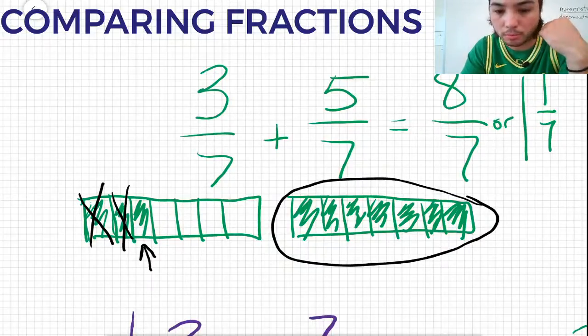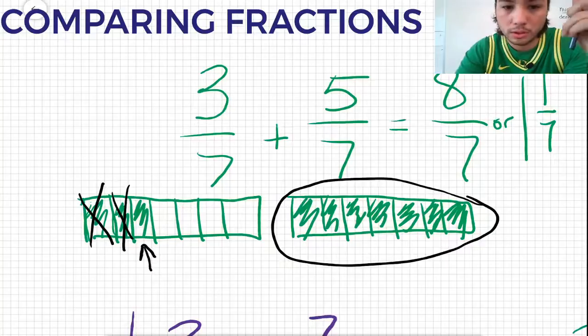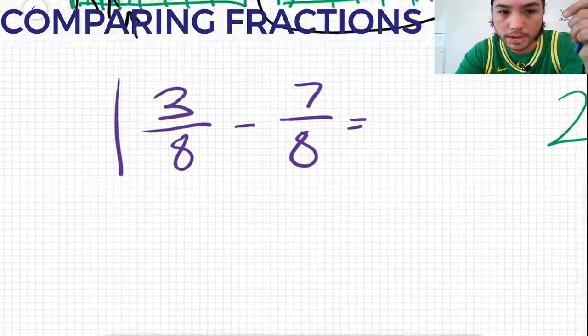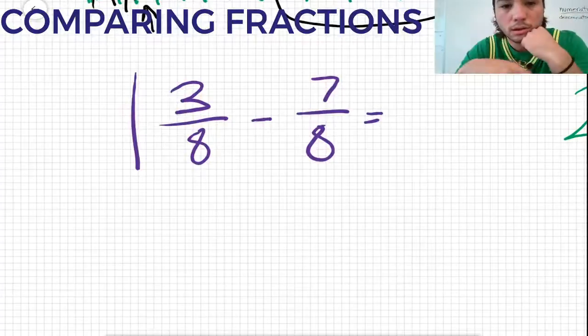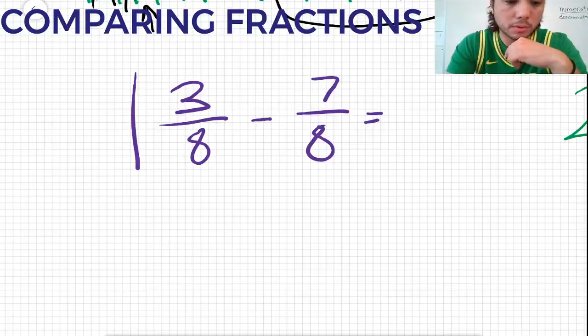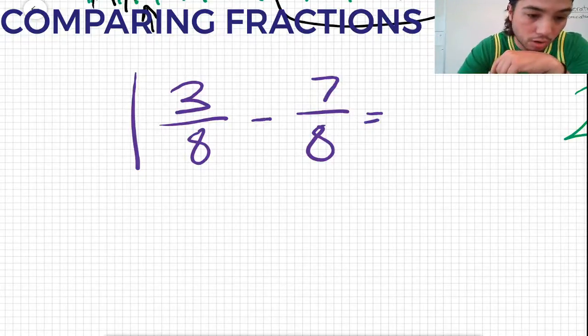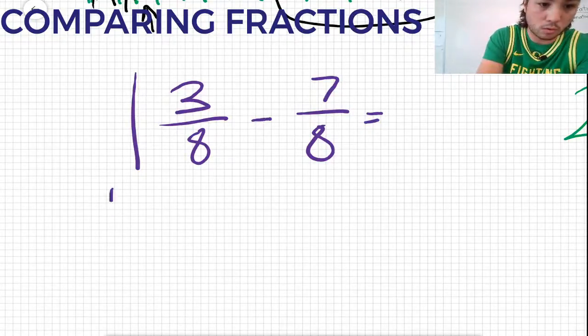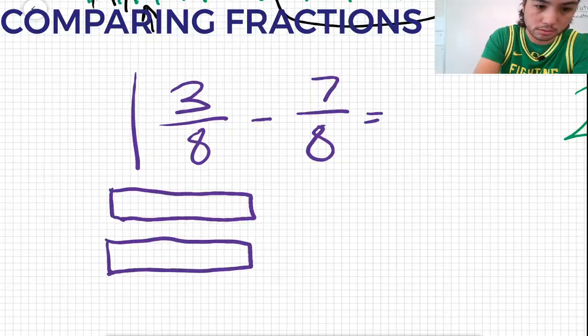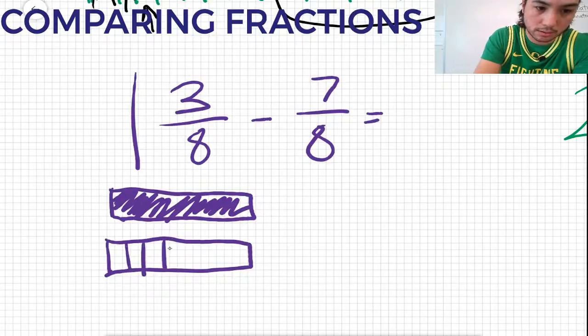Let's try a couple more here. Let's try a subtraction one. 1 3/8 minus 7/8. Okay, so this one again might be helpful to draw out. So we're going to draw our 1, and then we're going to draw our 3/8. So here's our 1 all the way colored in, and then 8ths.